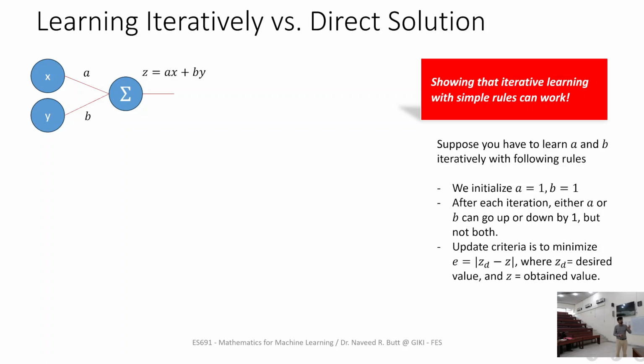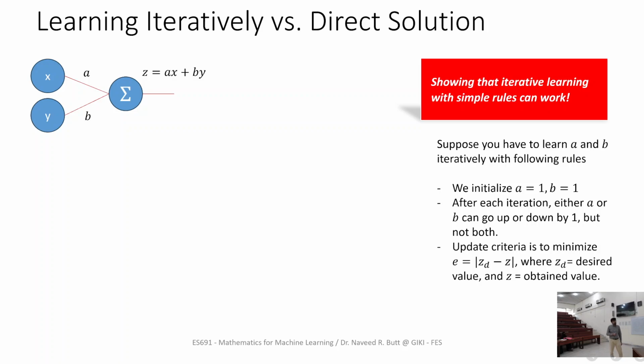We initialize a to 1, b to 1. Again, these are not universal. You could say, why don't I do a0 and b0? Yes, you can. You could choose different distributions for this. We will come to that. But what I want to emphasize is solving iteratively with a simple set of rules. So we initialize a to 1, b to 1. After each iteration, either a or b can go up or down by 1, not both. I did this so that the problem doesn't take me all day to solve.